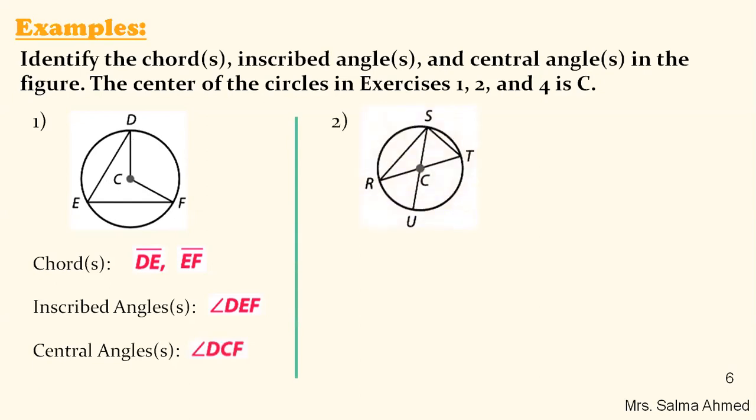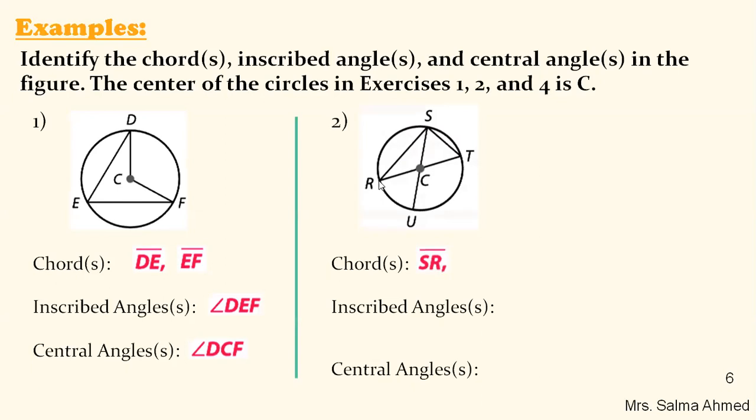Let's have another example. Here I have a different one. I need to find the chords. The chords are line segments with two endpoints on the circle. So I have SR and I have ST also. I have SCU, which is a diameter, and we call it a chord. So I have SU, I have ST as we said before, and I have RT, which is another diameter of a circle, and it's called a chord.